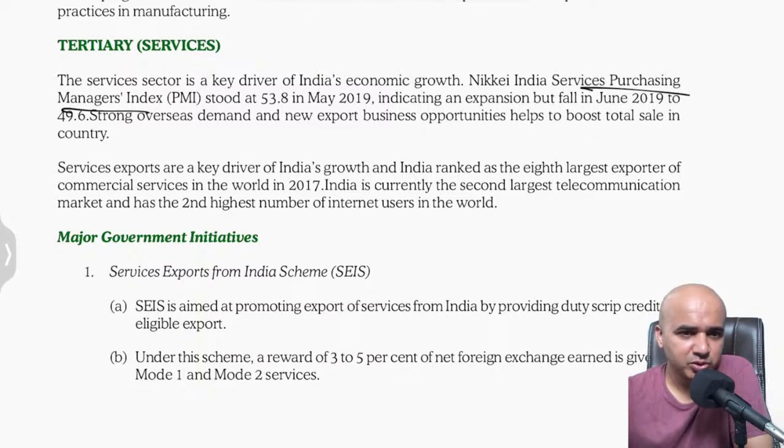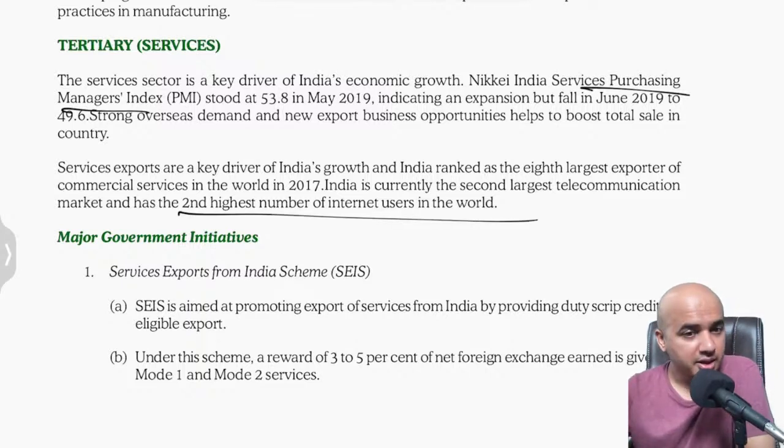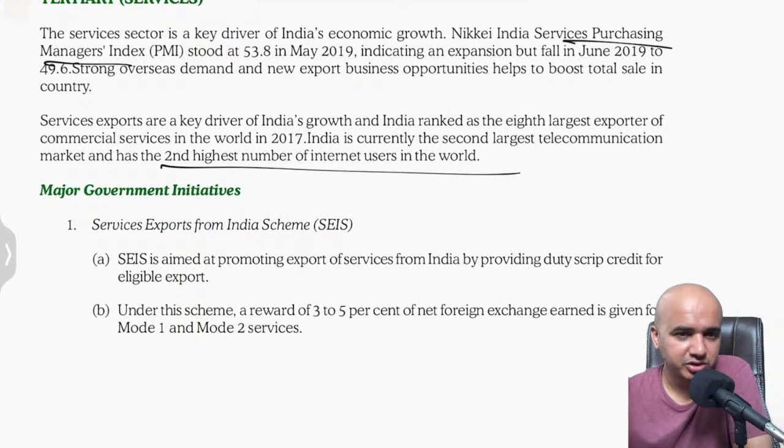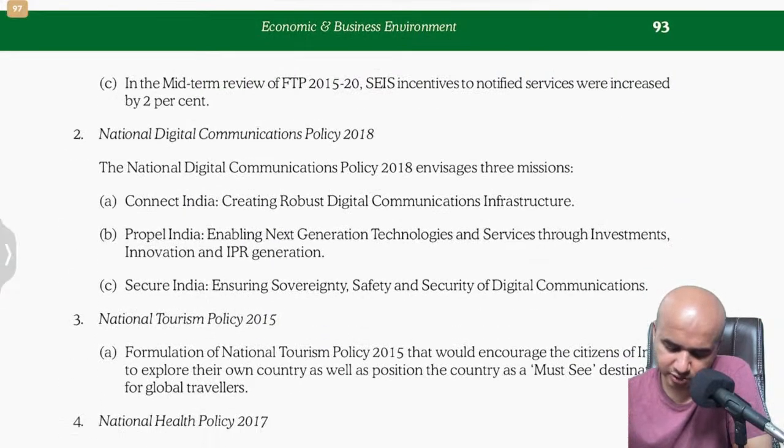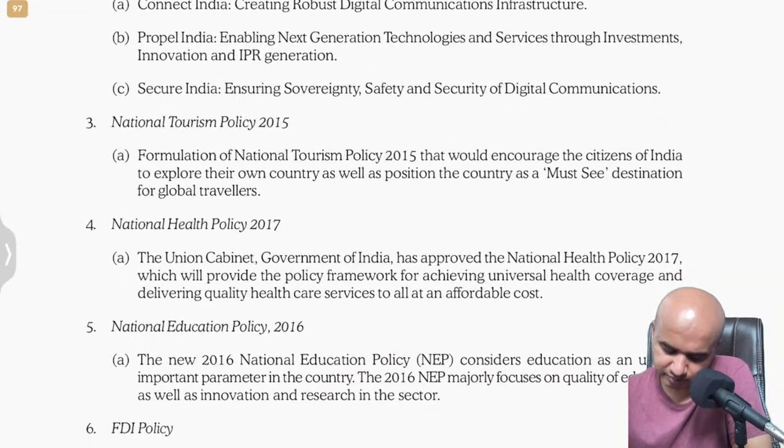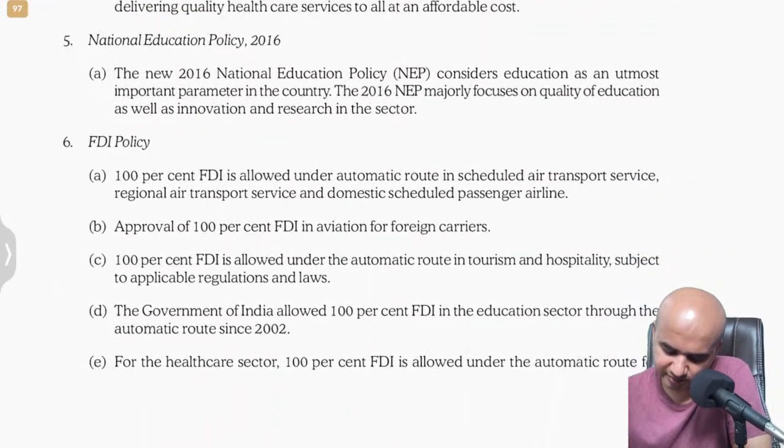Services exports are a key driver of India's growth, and India ranked as the 8th largest exporter of commercial services, mostly because of software, I believe. India is currently the 2nd largest telecommunication market and has the 2nd highest number of internet users in the world. This is interesting. It might be asked, which country has the 2nd highest number of internet users in the world? India. Then major government initiatives. Ignore. Nothing worth seeing.